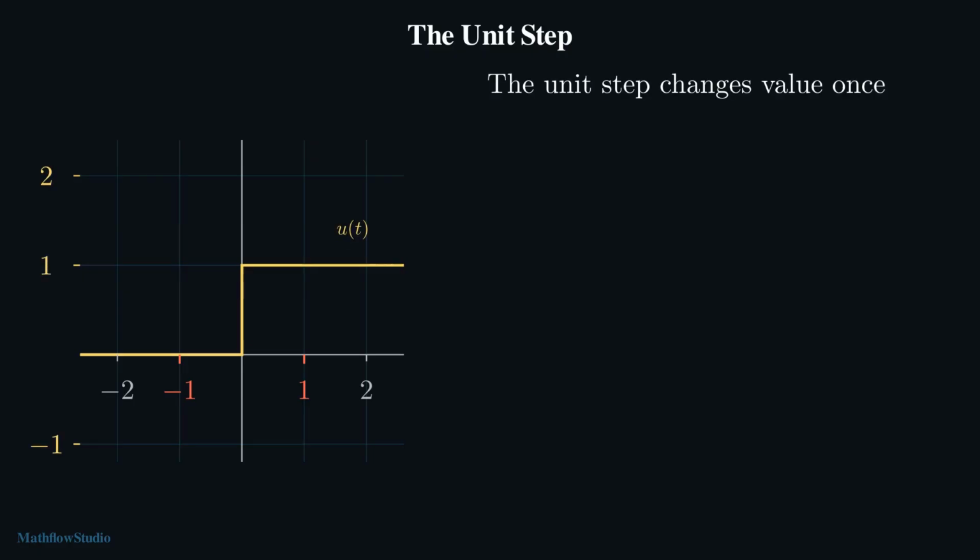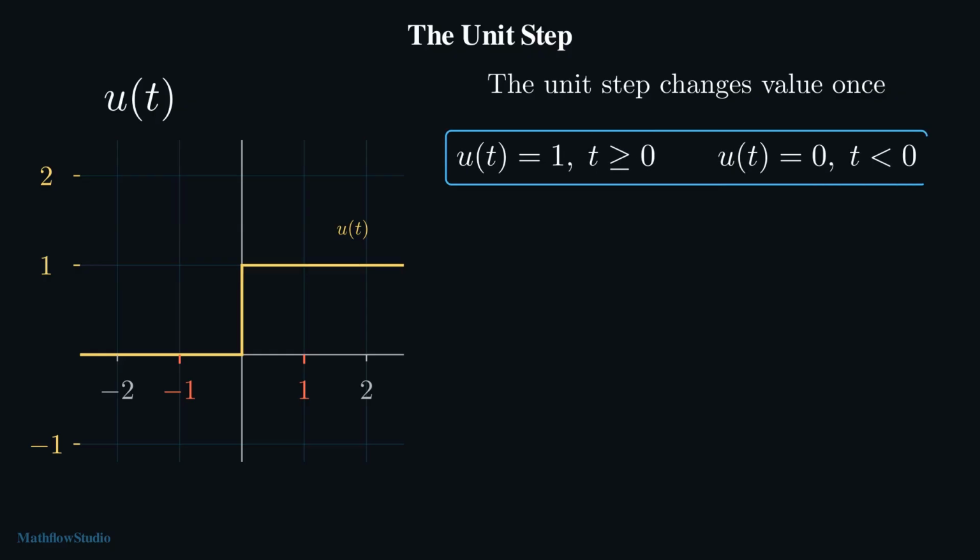A signal is drawn on a time axis that runs both ways from the origin. The unit step changes value once, at the origin. The value is 1 from the origin onward and 0 before it, and that pair of values is the whole of the unit step function u.